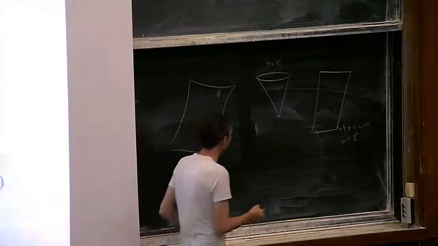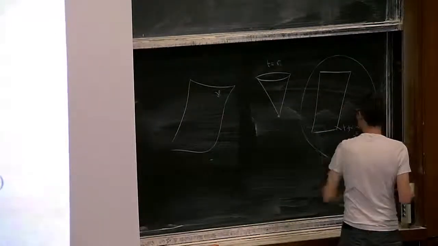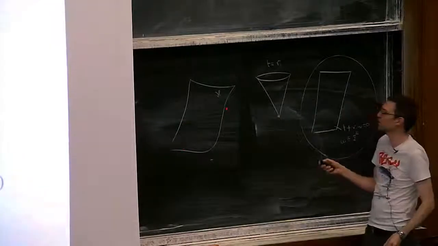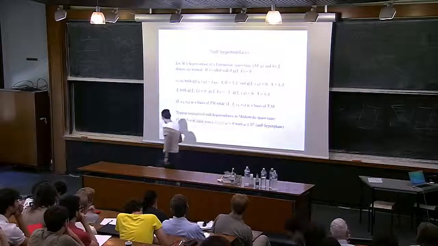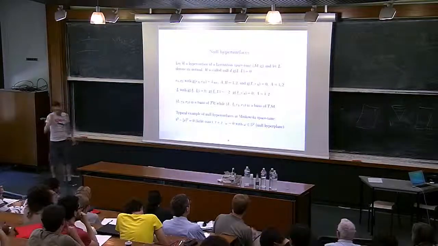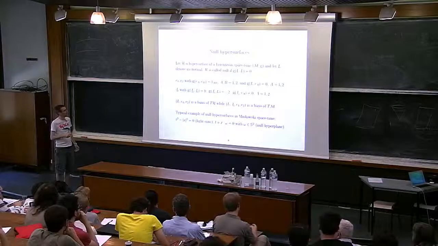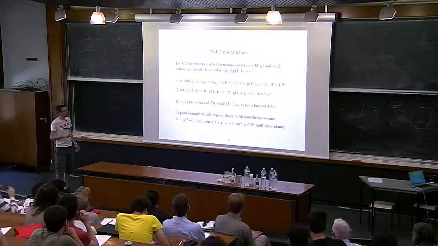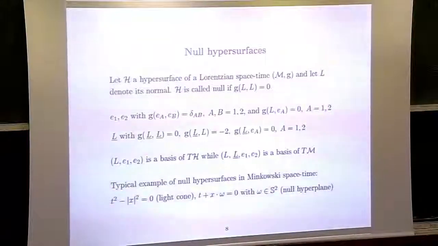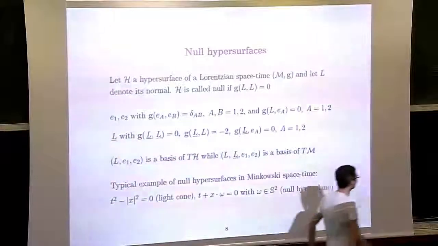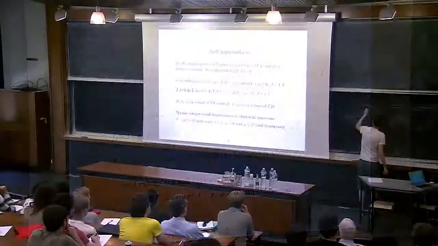So the one which is relevant to this talk, the one you should have in mind, is actually this one. That's why I always draw my null hypersurfaces like this. It's because I have hyperplanes in mind. So in particular, what is maybe a bit strange if you're not used to null hypersurfaces is the fact that, because the normal is null, there are two interesting things going on, but the first one is that the normal actually belongs to the tangent space itself, because the tangent space of H is all the vector fields that are orthogonal to L, but because L is orthogonal to itself, it belongs itself to the space. So in particular, my normal here is actually tangent to H.